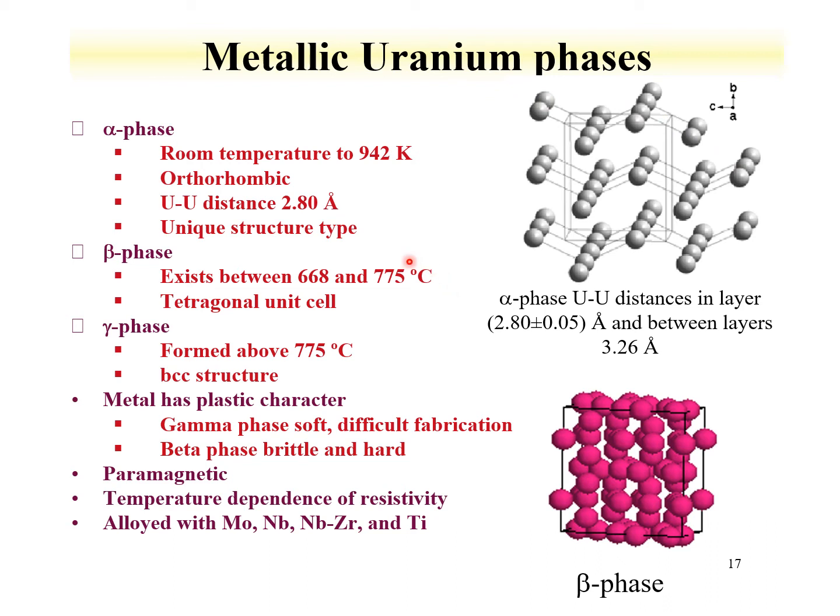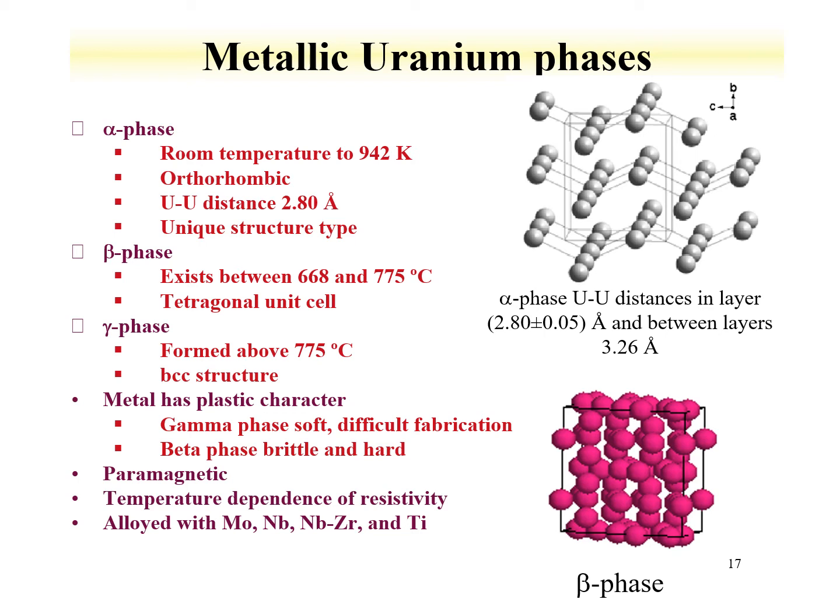The beta phase exists in a relatively narrow temperature range. Tetragonal unit cell, shown here. And the gamma phase is formed above 775 degrees, and that has a BCC, body-centered cubic structure. The metal has different characters. It can have some plastic character. The gamma phase is soft, difficult for fabrication. The beta phase can be brittle and hard.